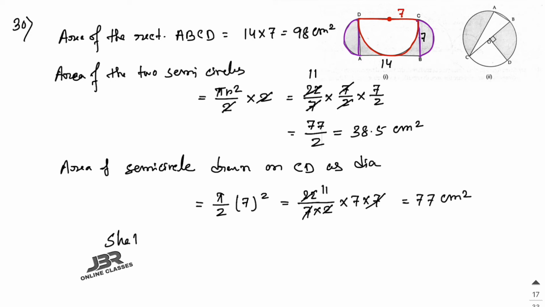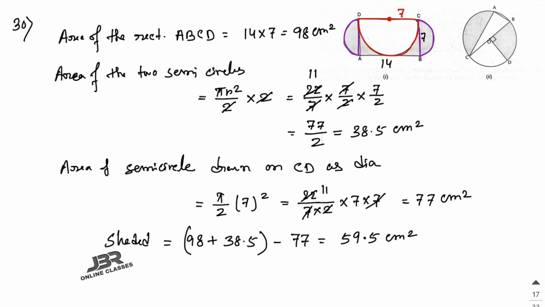So here the area of the shaded portion equals, you have to add the area of the rectangle, that is 98, plus the area of the semicircle 38.5, and then subtract this area, that means 77, and that one equals 59.5 centimeter square as your answer.